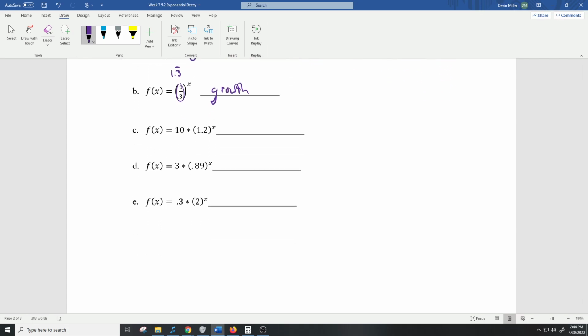C, 10 times 1.2 to the x. Well, we've already done one similar to that, 1.3 and 1.2. That's also bigger than 1, so it's growth. D, 3 times 0.89 to the x. Notice I'm not looking at these front numbers at all. Doesn't matter. This is your growth rate. 0.89 is between 0 and 1, so it's decay. And the last one, 0.3 is on the outside there to trick you, but we're looking at this number, 2. So b is bigger than 1. That is growth.